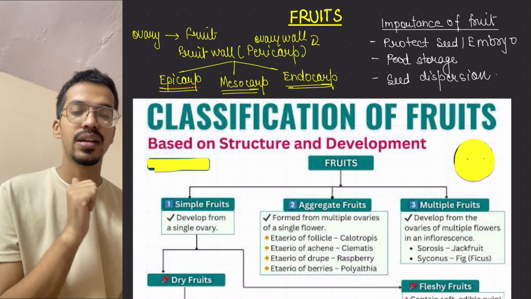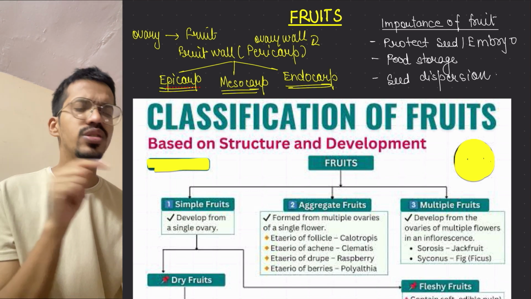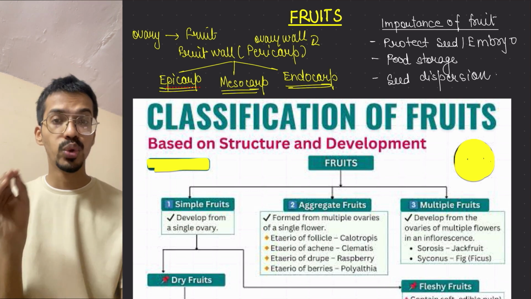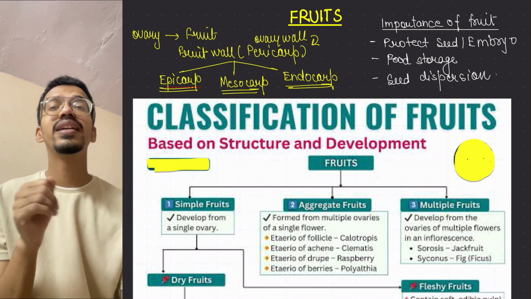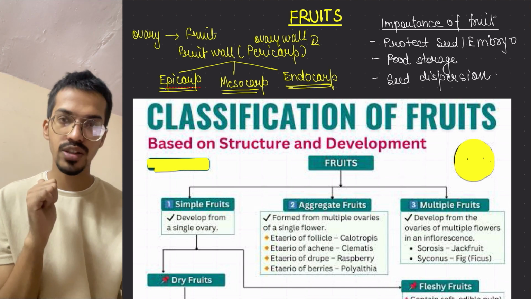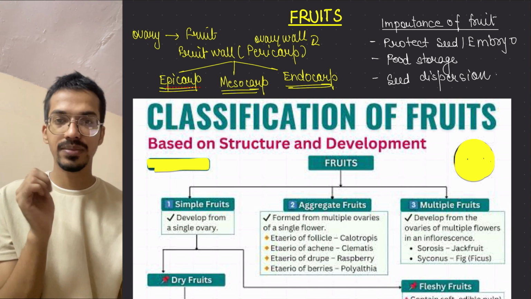So this thing is there. Now let's just talk about two fruits. I'm not writing it over here, I'm just talking about it. They are called drupe fruits. What are they? Their endocarp is stony. Stony means hard. Understood? A stone-like thing.